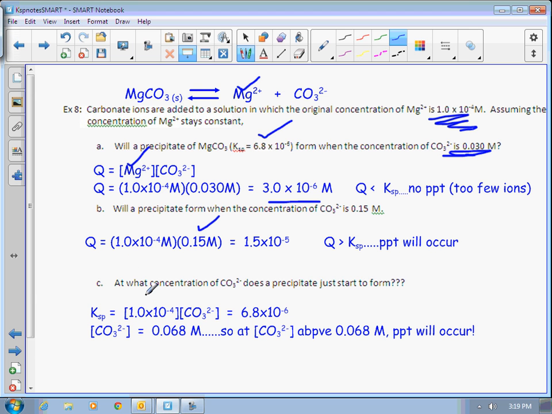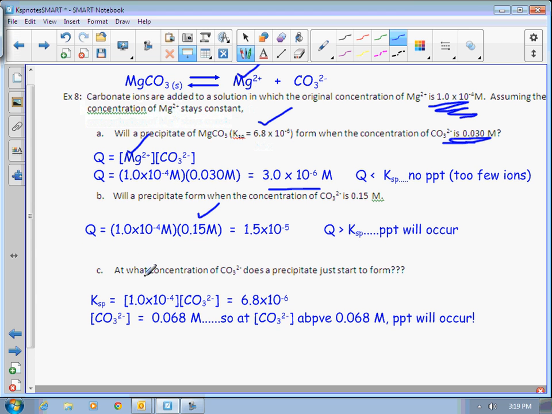Doesn't really matter. And finally, this question says, at what concentration would you need the carbonate to be so that you would have a saturated solution, above which precipitate would start to form? So this is using KSP. If this is my magnesium, what does the carbonate have to be to make a saturated solution, or to be at equilibrium? It comes out to 0.068. If you went above that concentration, that's when you're going to start to see a precipitate.